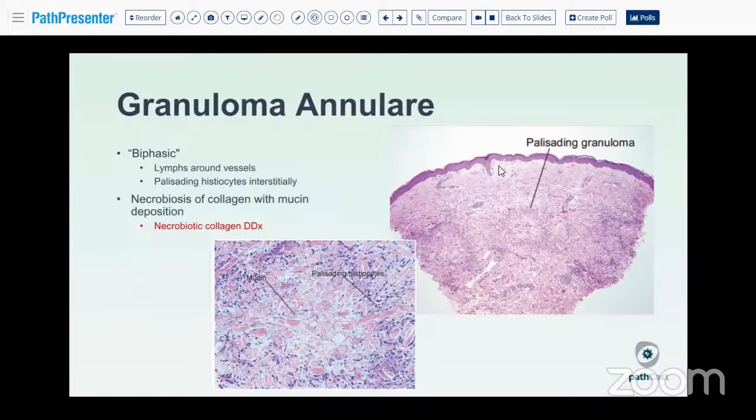Granuloma annulare is on our necrobiotic collagen differential. Note though that it's not on our square punch differential. It is a normal tapered process because we don't have kind of full thickness side to side change of the collagen. We have that biphasic appearance. We saw this before. The necrobiosis is with mucin giving it a blue tinge.